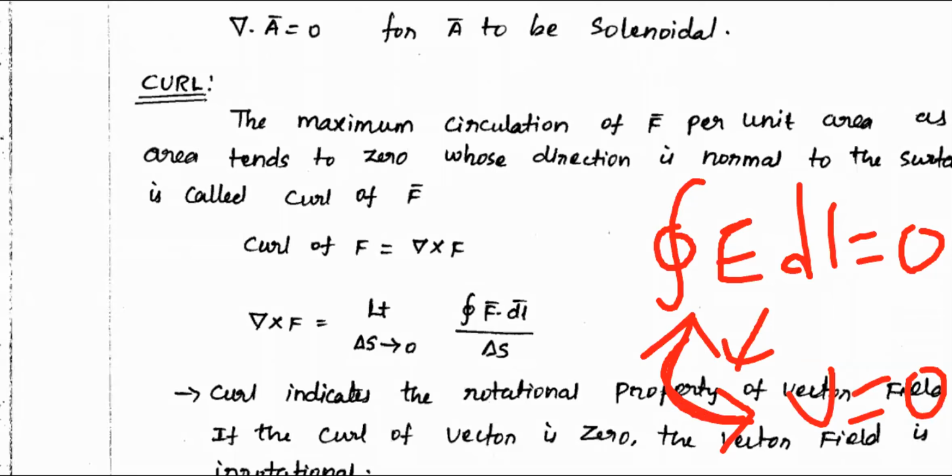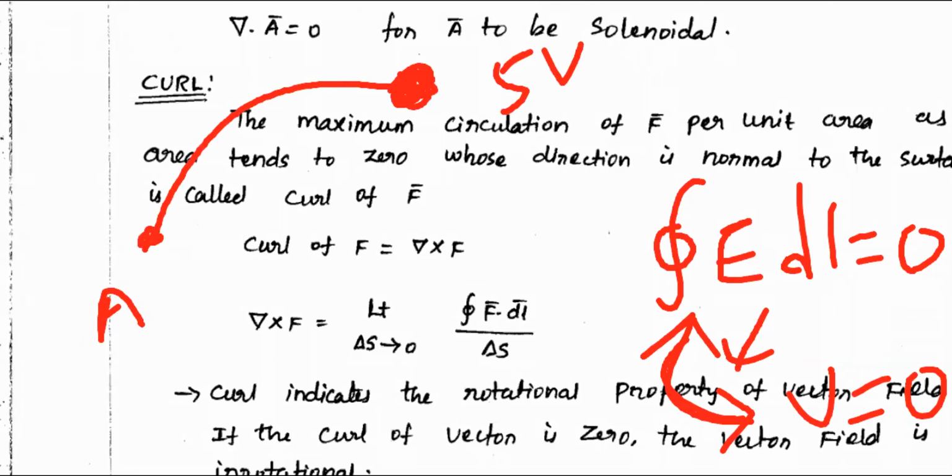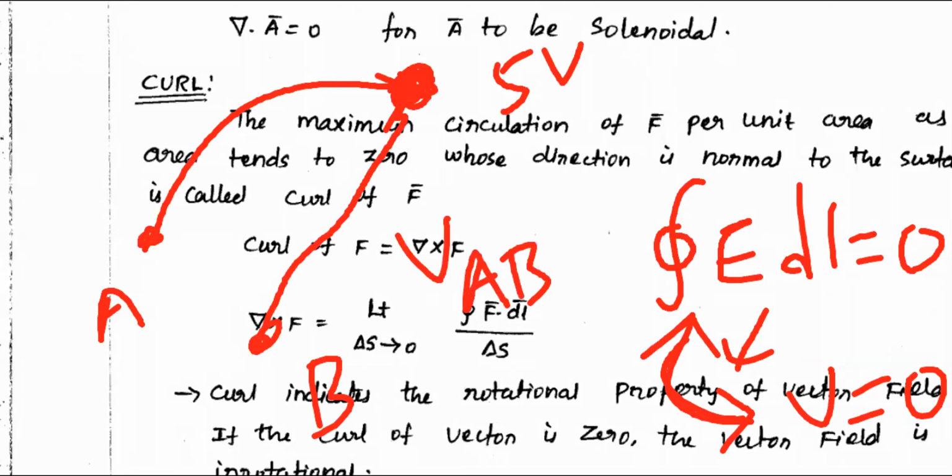Something short means what, sir? You are having one point, and say you are having another point here. This is having some potential, sir, 5 volt. You are connecting this point with this, and again you are having one more point here. Again, this also you are connecting with 5 volt. Somebody asks you, what is VAB? Will there be any potential difference?